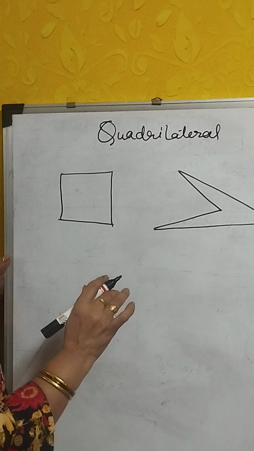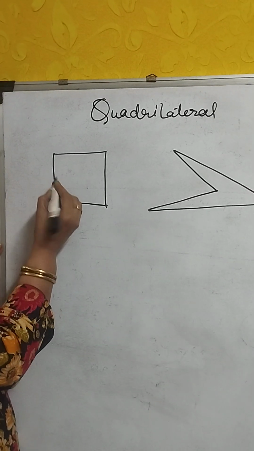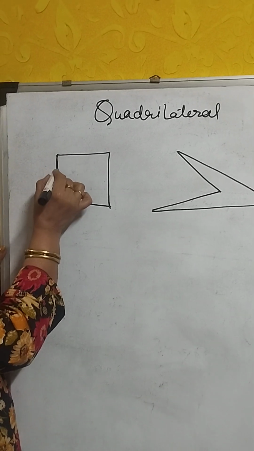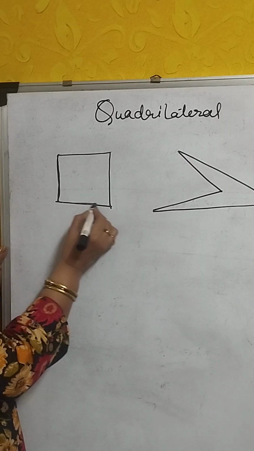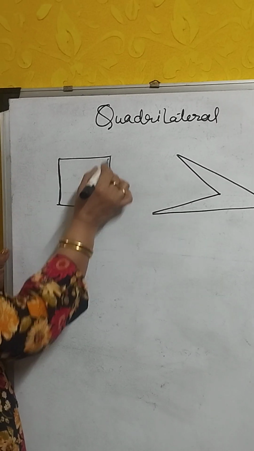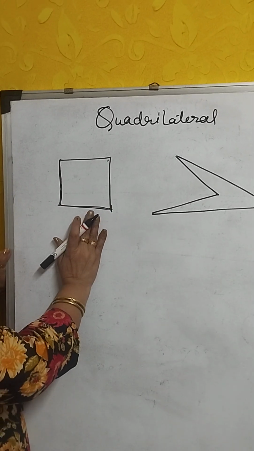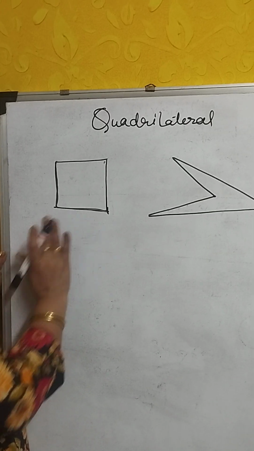So what I want to give you today is the parts of quadrilateral and how we understand quadrilateral basically, in an easier way. Listen to both. Quadrilateral means the figure which has four sides is a quadrilateral. Basically we understand it like this.